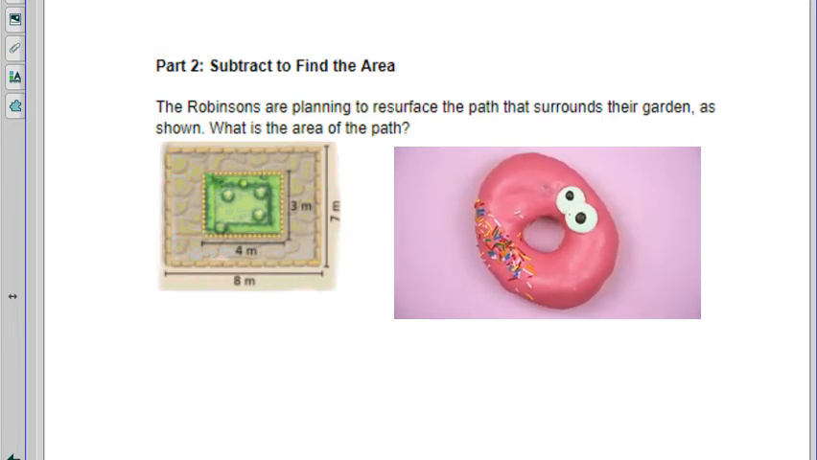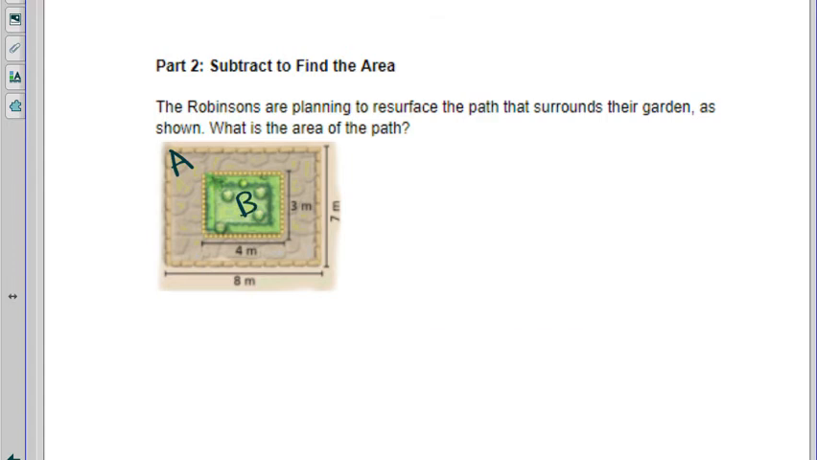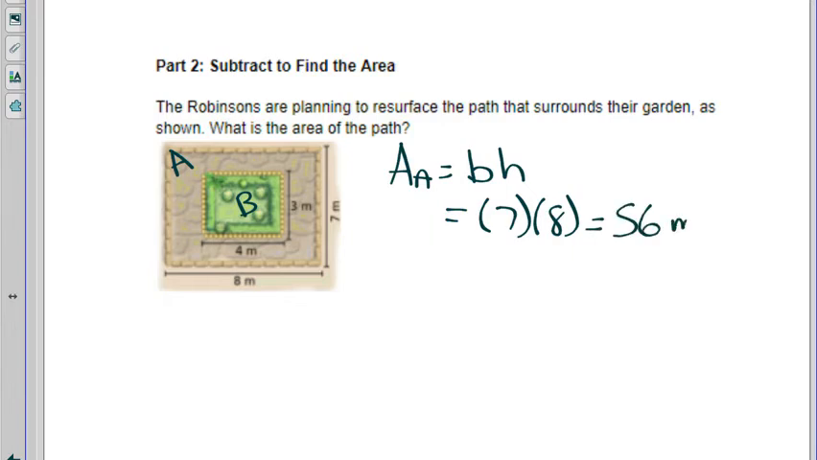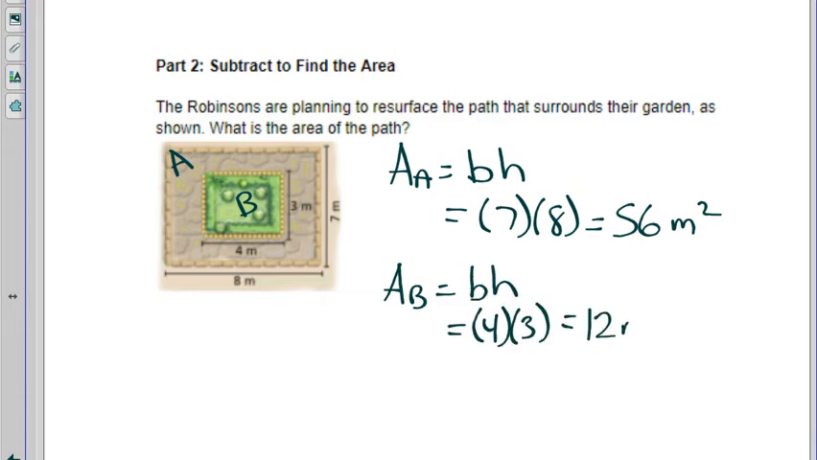So we have the outer shape, I'll call that shape A. We have the inner shape, that's shape B. I'm going to find the area of A, base times height. I wrote the formula, 7 times 8, which is 56 meters squared. And then I have the area of shape B, base times height, 4 times 3, it's 12 meters squared.